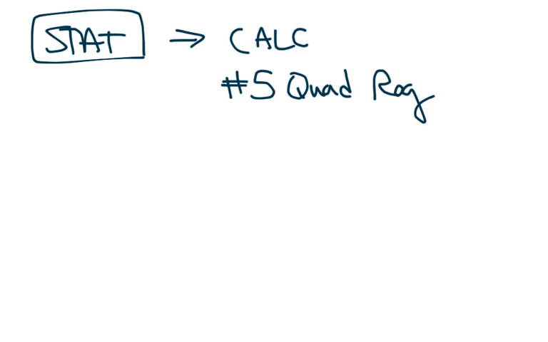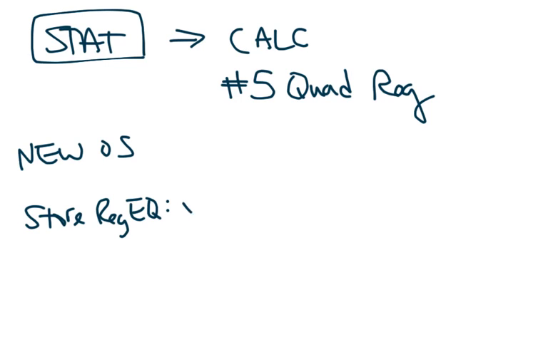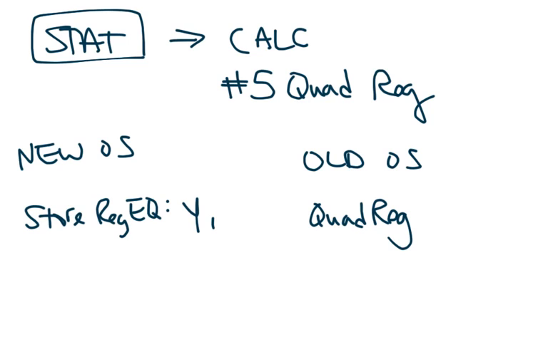So to do a quadratic regression, to have the calculator write a quadratic equation, you're going to go to the same place you went to for the linear regression. You're going to press stat, arrow 1 to the right to calc, but this time we're going to use number 5. If you have the new operating system, don't forget where it says store reg EQ, you want to say Y1 next to it. If you have the old operating system, once this pops up on your screen, let's see, what should it say? Oops. I guess it just says quad reg.